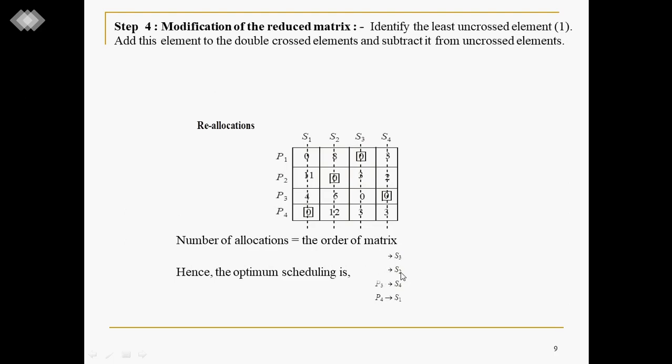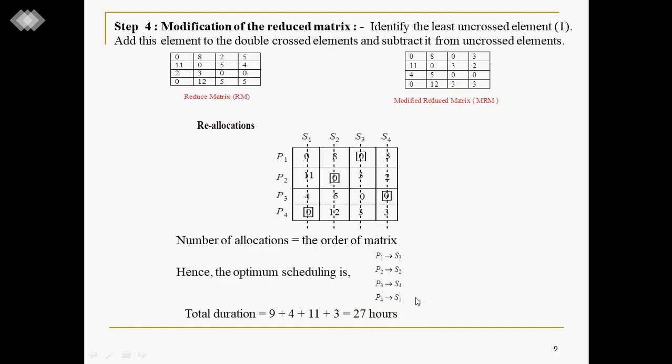Fine. So that's what is given, and the respective cost. So 9. How we got this 9 means, that is P1 to S3 was 9. You can check it. Fine. So like that 4, 11, 3, and the total preparation time is 27 hours. Fine. So that's what reduced matrix and this one.